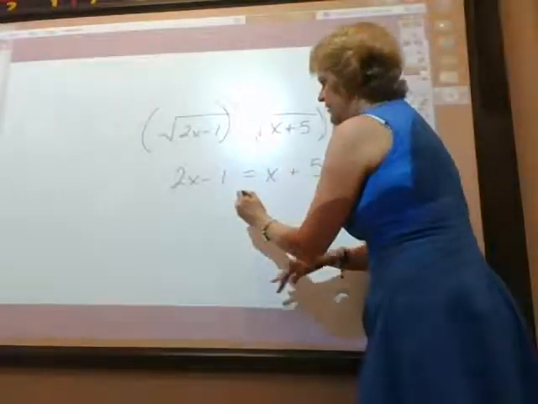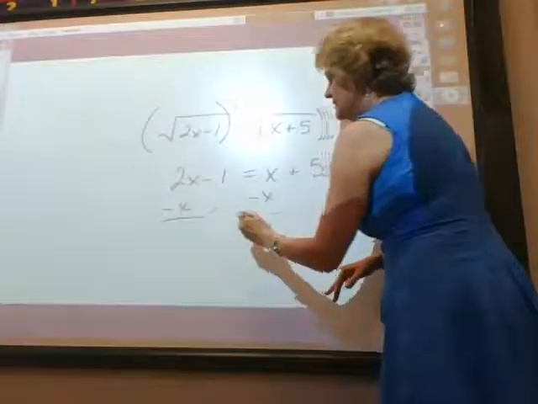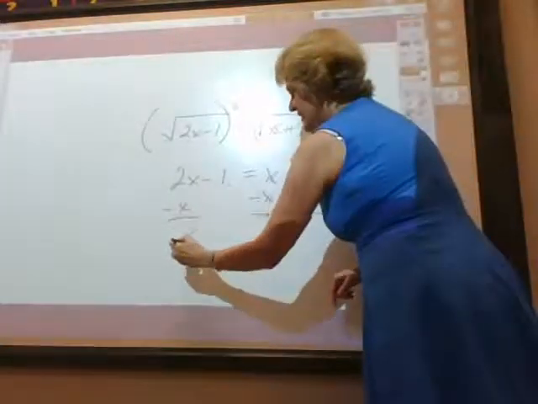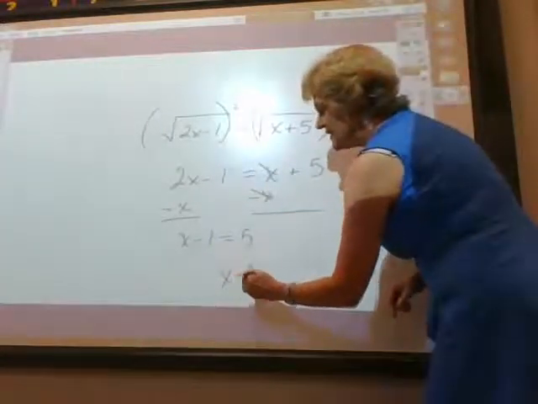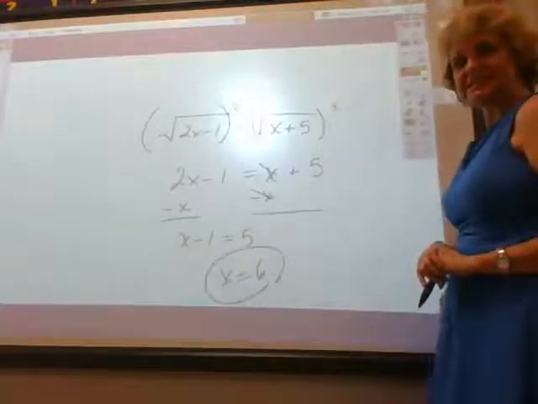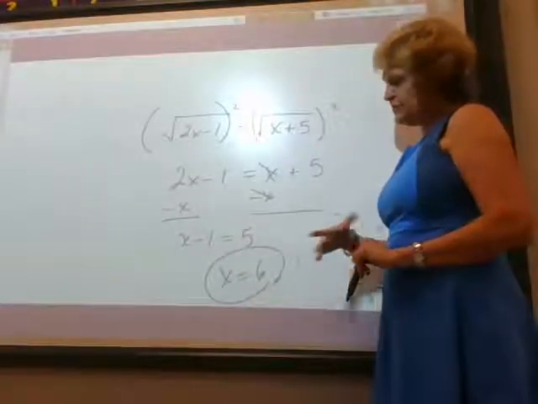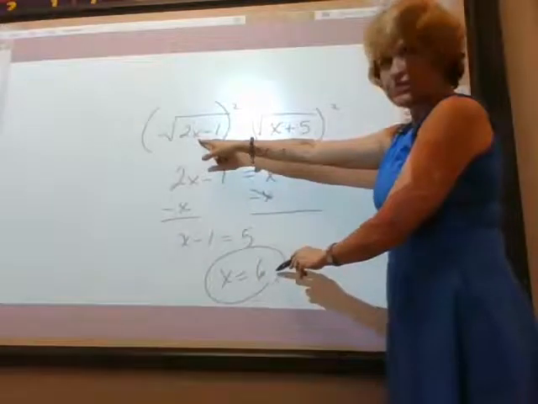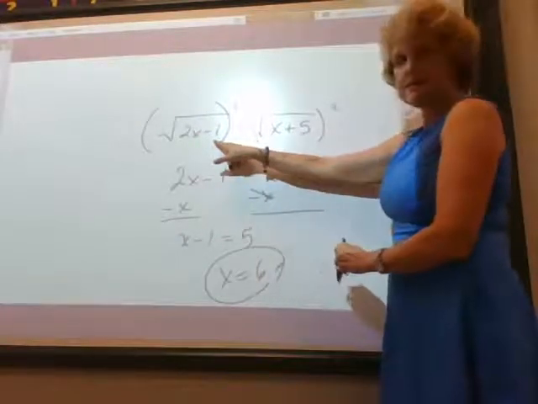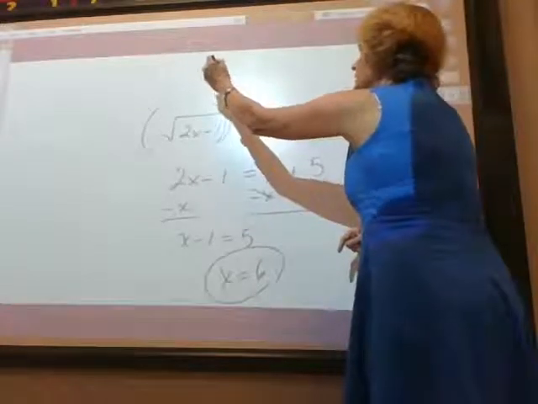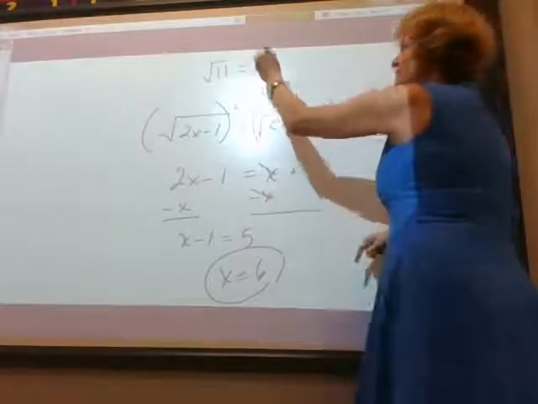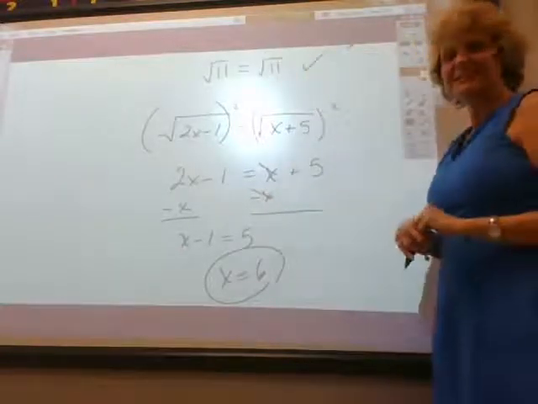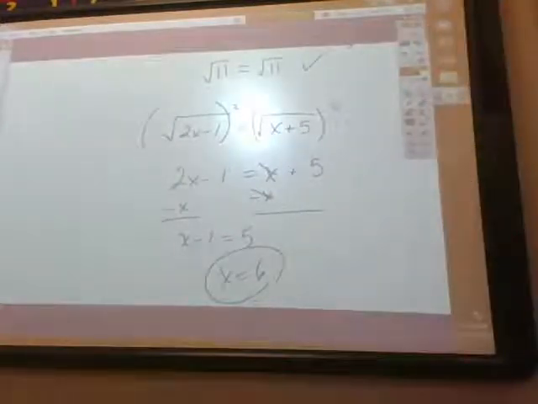And now, a very easy algebra problem. Get your x's together. So I'm going to subtract x on both sides, and I get x minus 1 is 5. I'll add 1 to both sides and get x is equal to 6. Let's plug in and see if it's true. 2 times x, which is 6, is 12, minus 1 is 11. So radical 11 equals radical 6 plus 5, radical 11. Check. It works.